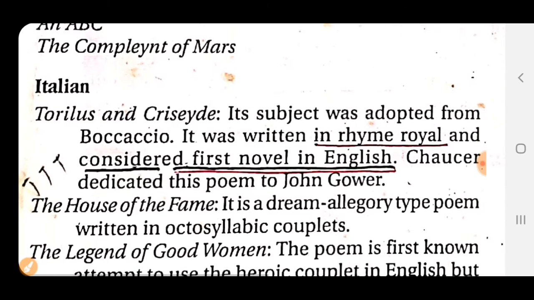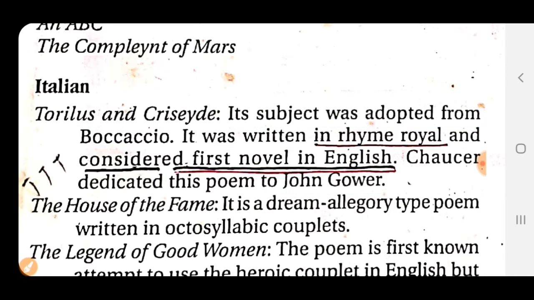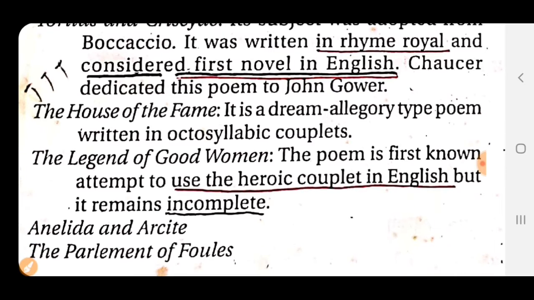Italian period. During his Italian period, Chaucer wrote Troilus and Criseyde. Its subject was adopted from Boccaccio's. It was written in rhyme royal and considered the first novel in English. तो अंग्रेजी की फर्स्ट नावल ट्रॉयलस क्रेसिडा को कहा जाता है. Chaucer dedicated this poem to John Gower. इस पुस्तक को इन्होंने जॉन गावर को डेडिकेट किया.